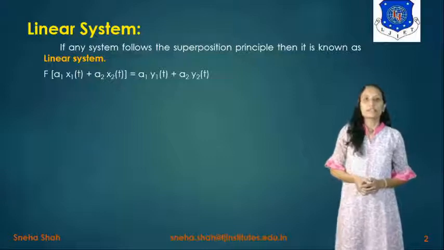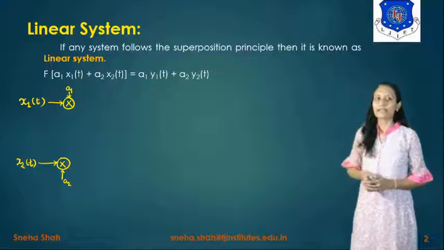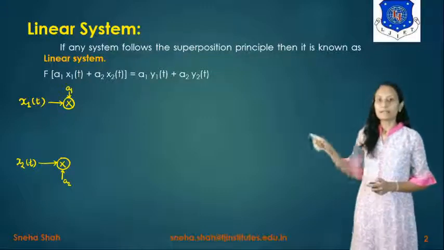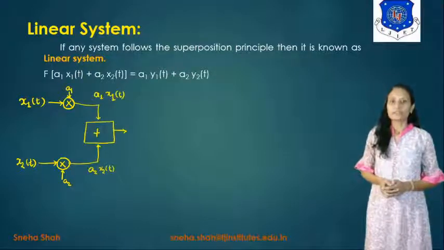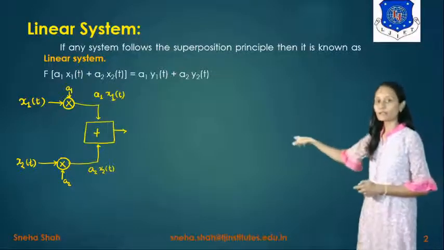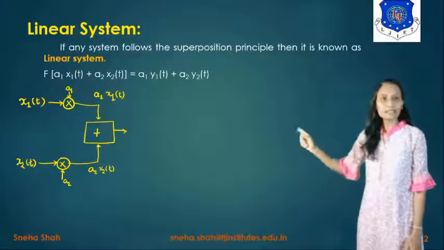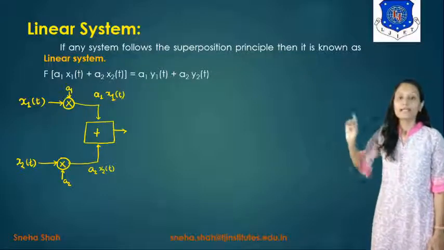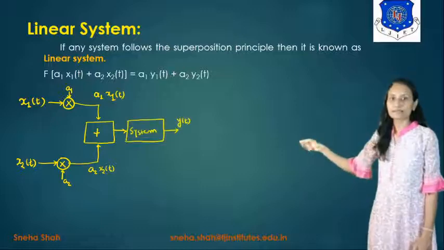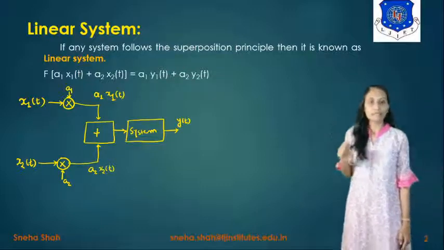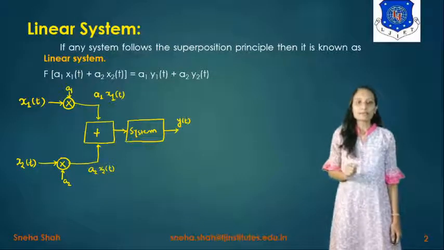If we draw the block diagram for this linear system, we have to take two signals, x1 of t and x2 of t, and multiply them with a1 and a2. So it gives you the output a1 x1 of t plus a2 x2 of t, as we are doing the summation of these two. So it gives you a1 x1 of t plus a2 x2 of t at the output side. Now we will apply the function on this. For that we have to take one system. So it gives you the output as y of t. This should be the same as a1 y1 of t plus a2 y2 of t, right?